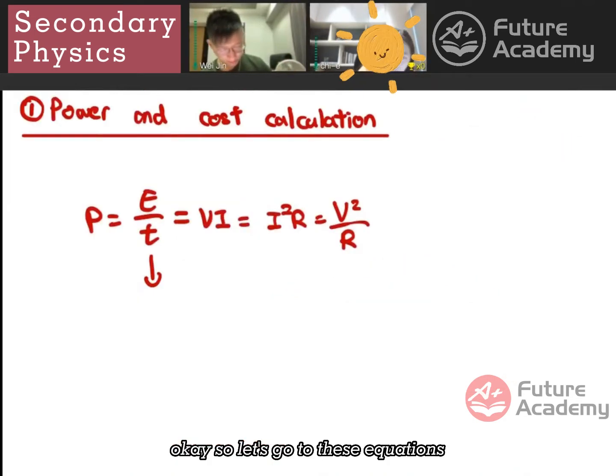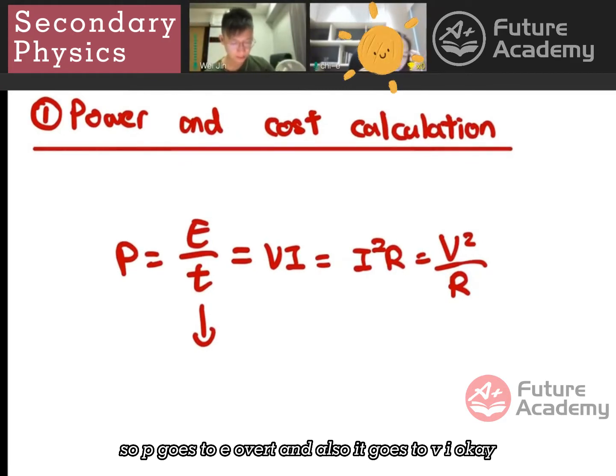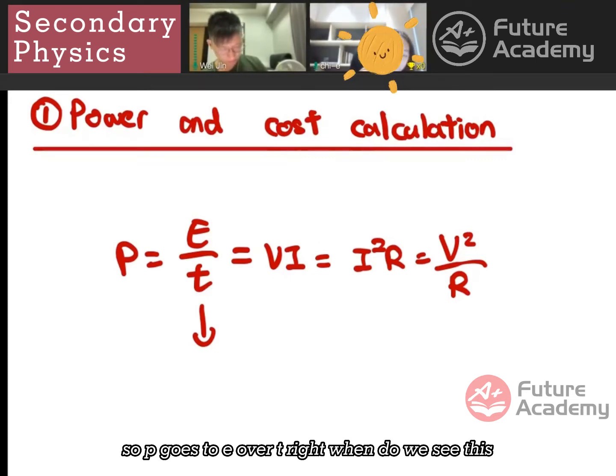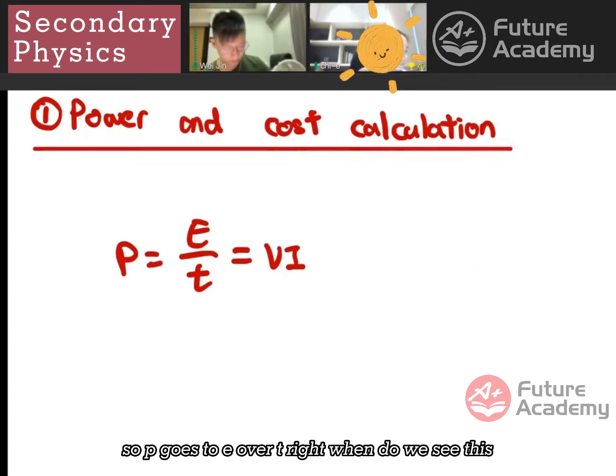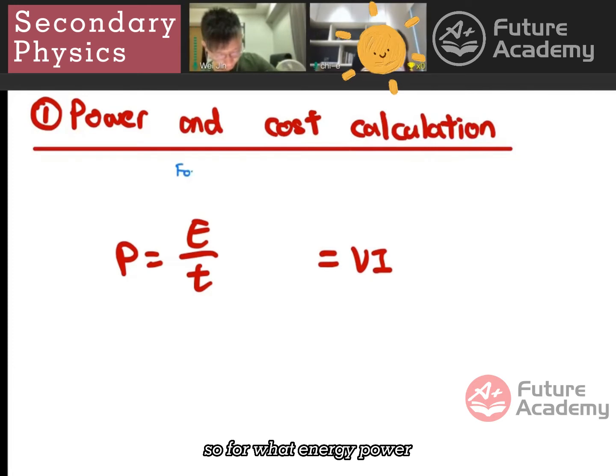Okay, so let's go through these equations. So P equals E over T, and it also equals VI. Maybe we can express it in two ways. P equals E over T, right? When do we see this? We see this as a general formula for motion, so for work, energy, power.